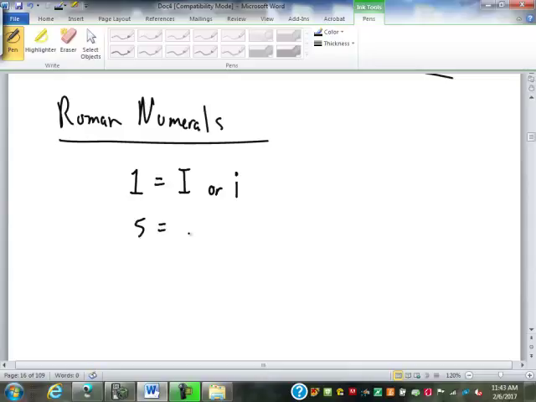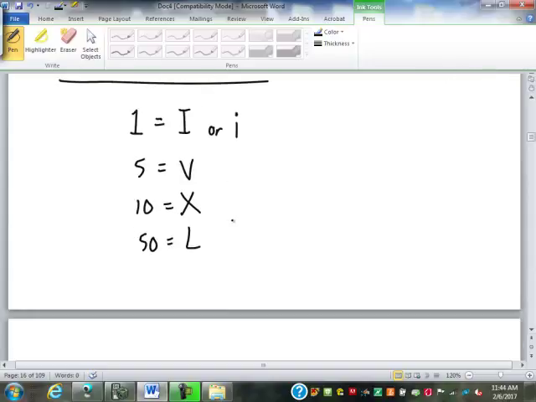Our number 5 is the symbol V in Roman numerals. Notice they don't have the 2, 3, and 4, and I'll show you how we get those numbers in a little bit. Then we jump up to the symbol for 10, which is an X. Then it jumps up to 50, which is an L. You'll notice a pattern here. It goes on the 10s and the 5s, or the 1s and the 5s, however you want to look at it. 100 is the symbol C.